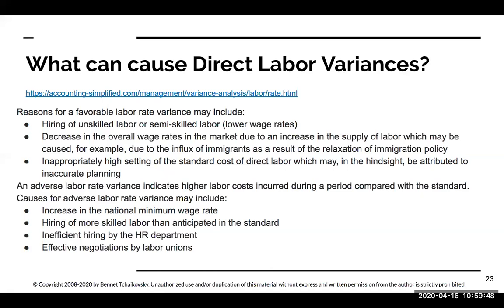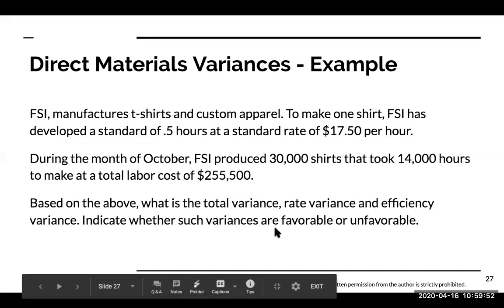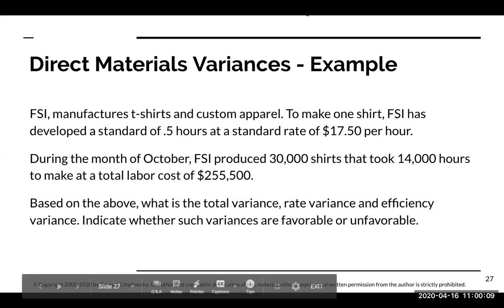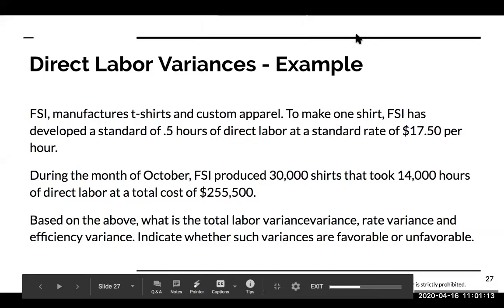So let's go back over here to our problem for today. This is a continuation of what we were doing earlier. FSI is manufacturing t-shirts and custom apparel. To make one shirt, FSI has developed a standard of 0.5 hours of labor at a standard rate of $15 per hour. Wow, the slide is now magically edited. So let's go through this again.